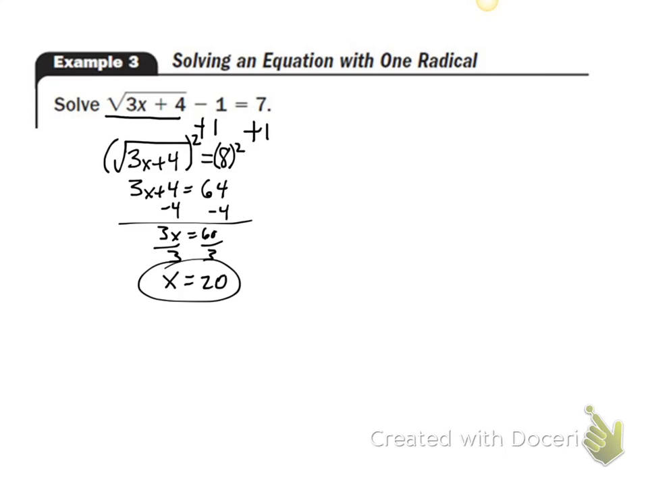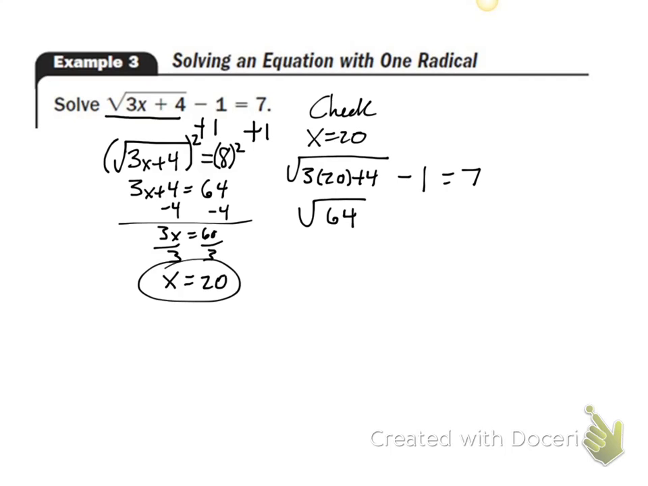Let's check here. If we try x equals 20 into the original, we would have the square root of 3 times 20 plus 4 in the radical, and then when we subtract 1, we should get 7. Well, 3 times 20 is 60, and if we add 4, we'll have really 64 inside the radical, and the square root of 64 is 8. If you subtract 1, you get 7 equals 7, and we are in business once again. Let's go on to a little bit more challenging of a problem.